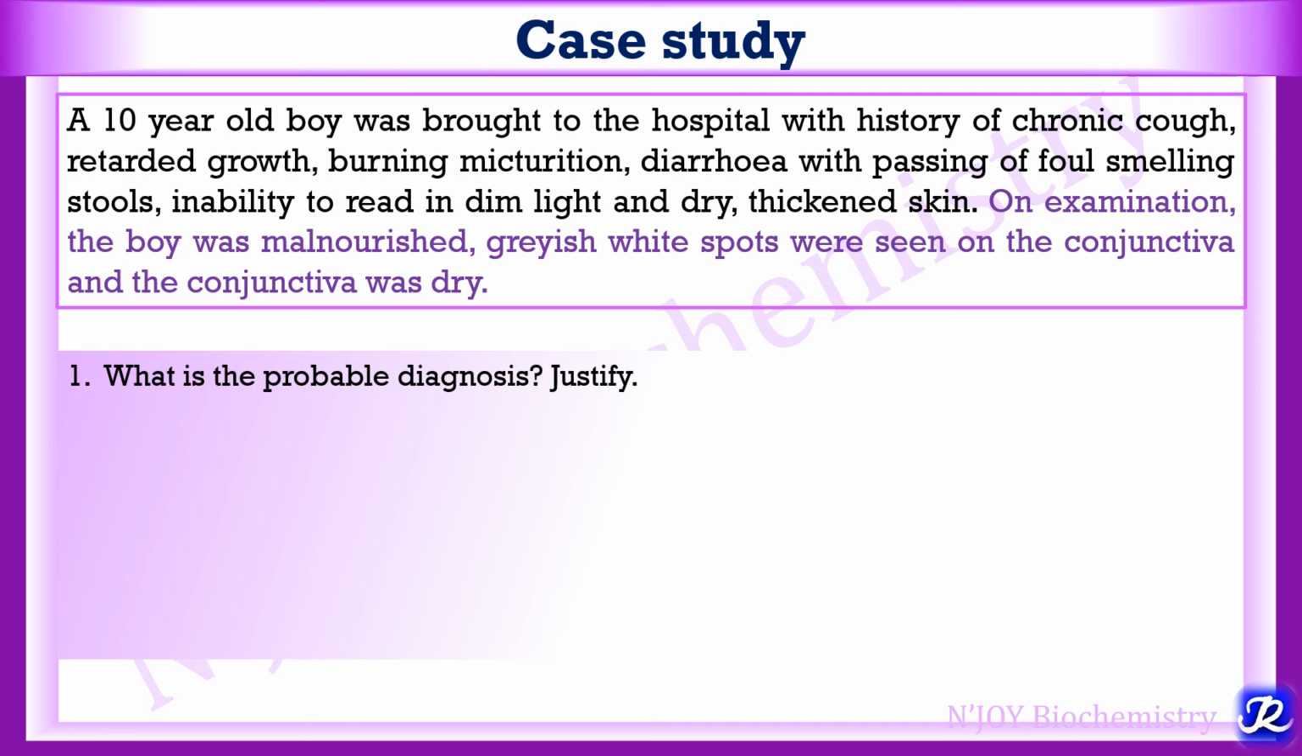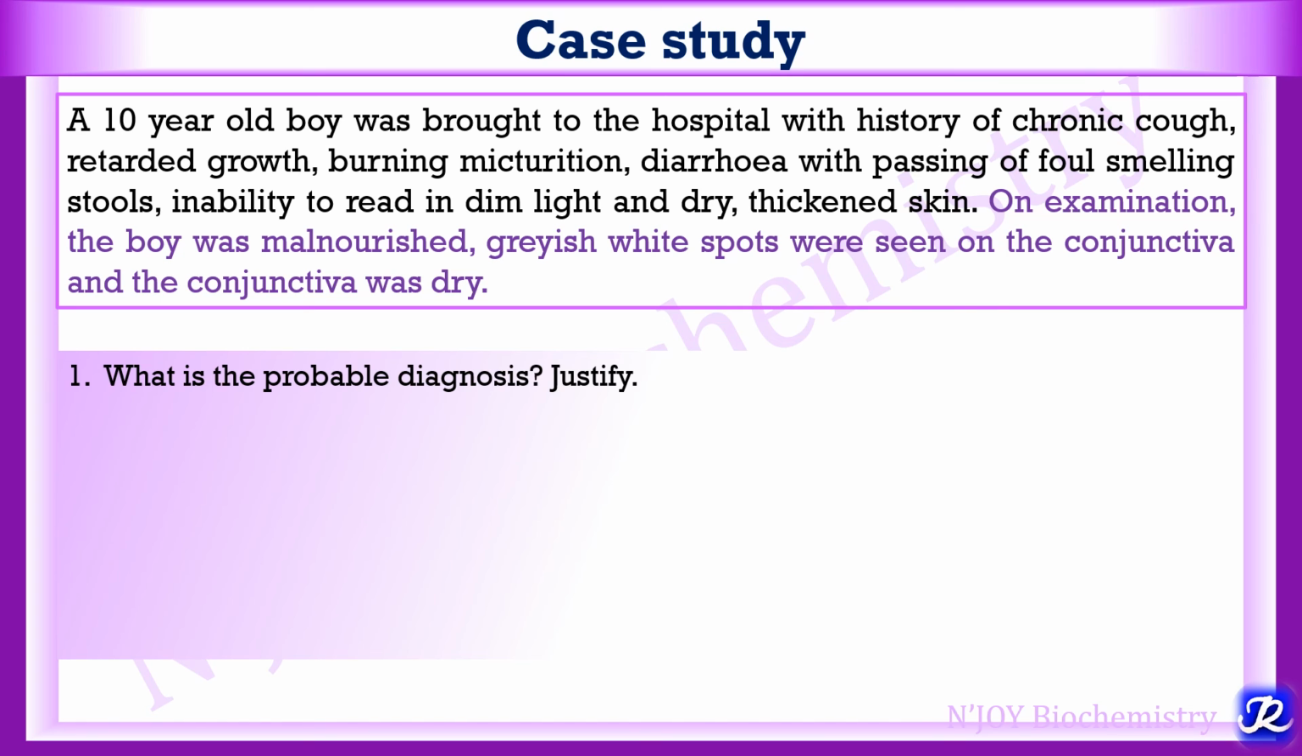In the clinical features, the boy is presenting with all the symptoms of vitamin A deficiency. The symptoms are like night blindness, because there was inability to read in dim light, and skin symptoms: the skin is dry and thickened. Growth retardation is there. It also affects mucus formation, so there is chronic cough, then burning micturition, as vitamin A plays a role in epithelialization of the urinary tract.